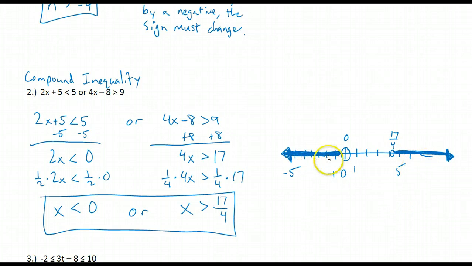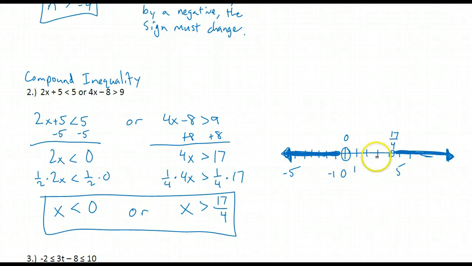If you look at this graph, I have some different choices for my solutions. I could pick -5, or I could pick +5. I could pick -1, or I could pick +7. What I can't pick are the numbers between these two values.